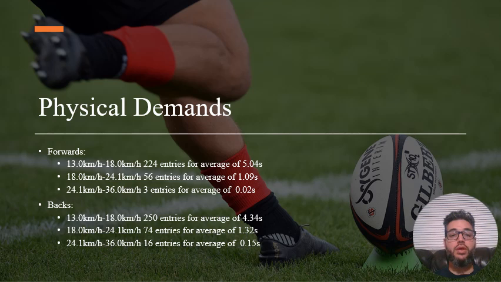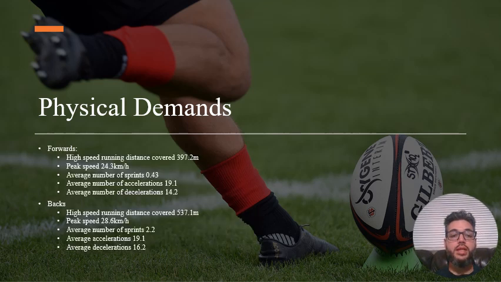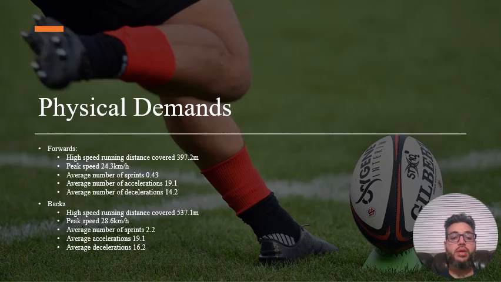And then we look at the distance covered for forwards at that high speed, the highest around 400 meters, while the backs 537, with the peak speed of the forwards at 24 and for the backs at 28. The average number of sprints for forwards is 0.43, while for the backs it's 2.2. So 4 times the amount, maybe close to even 5 times the amount that they're sprinting. Number of accelerations is around the same, 19.1, but then there's a difference of around two decelerations between the forwards and the backs.